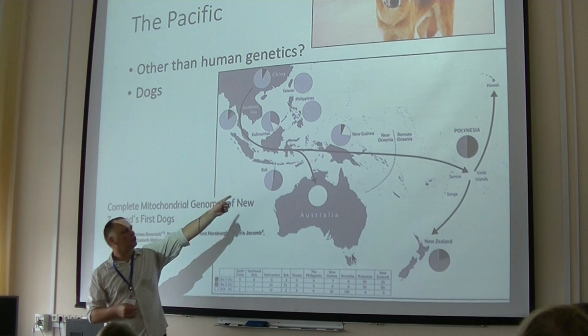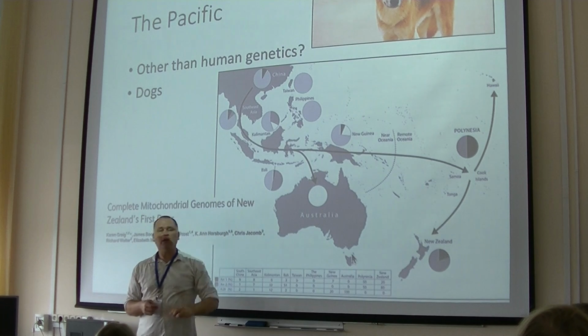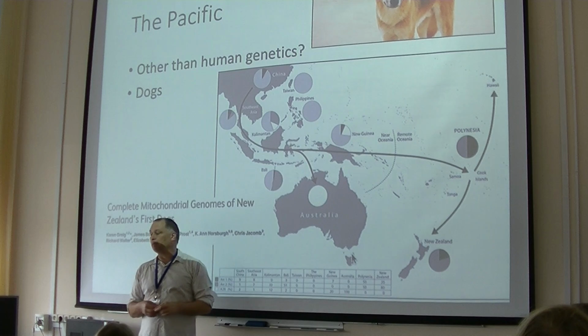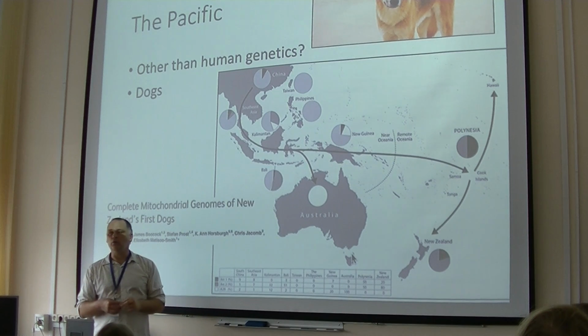There's specific dog types found here which aren't found elsewhere. Dogs native to the Pacific don't bark. They lack the barking ability which even wolves have, even though wolves don't do it much.